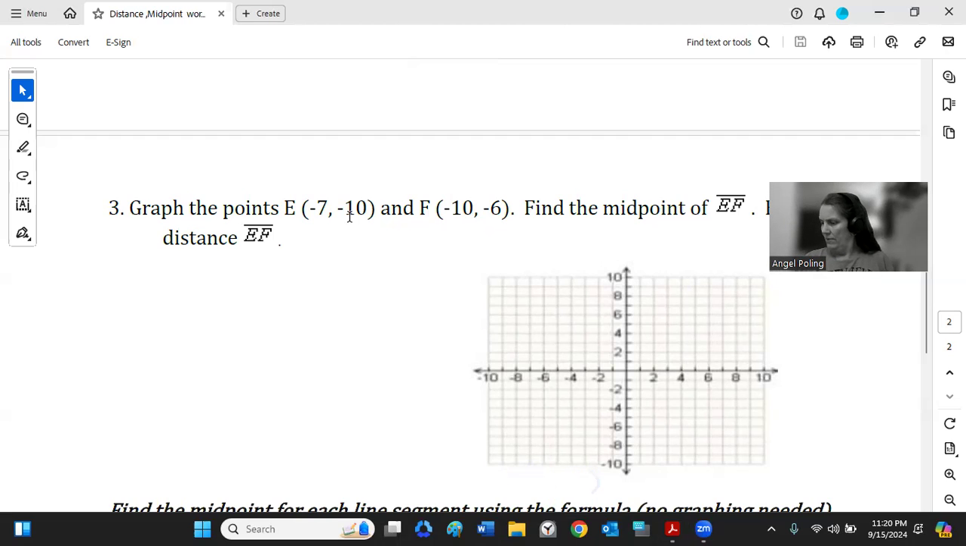And then our other point, oh, I see, I had the erasing one on. Okay, so -7, -10. And our other point is -10, -6, 10, -6. And when we draw a straight line between them, the rest is on the tablet.